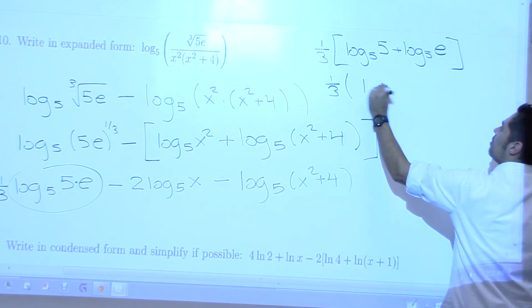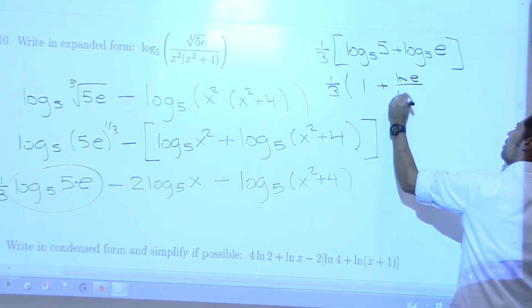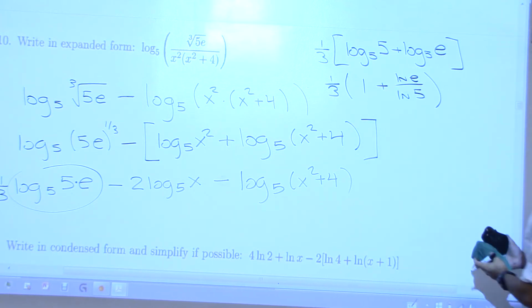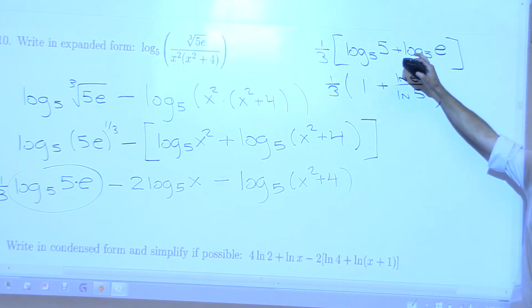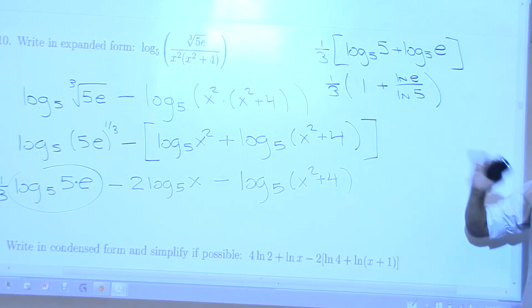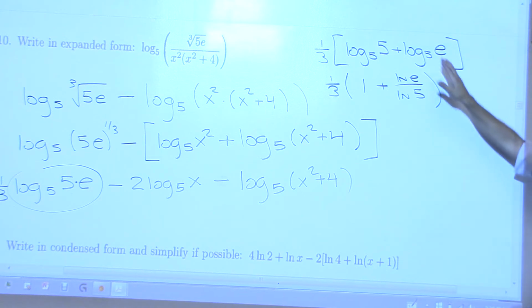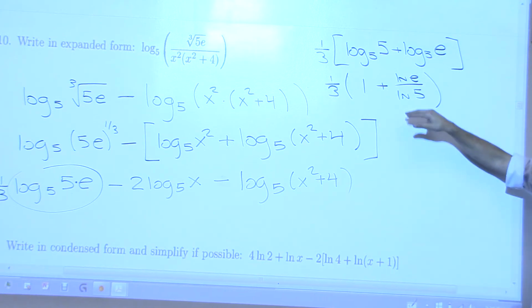You could, if you want, do this, but you could also leave it as log base 5 of e. All you're doing essentially is changing the base formula on that. You could leave it like this, or you could turn it into this. Neither way is any more correct. I would accept both of those with no penalty at all.